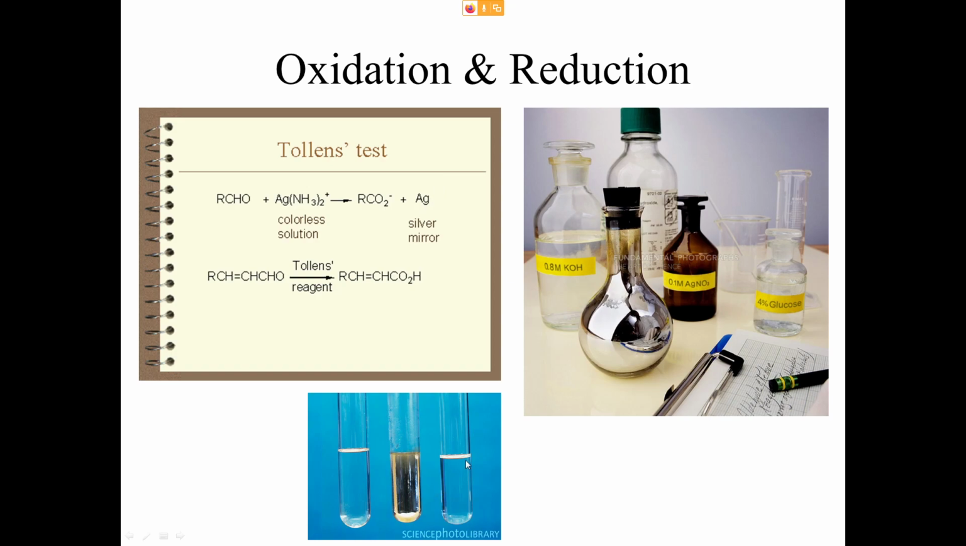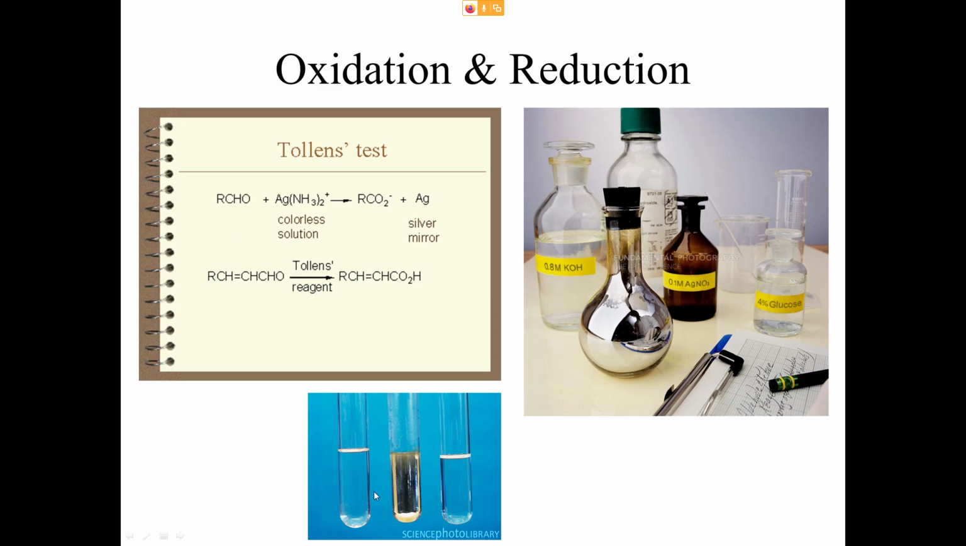So if you do this in glass, you'll get a silver coating on the glass. So it's a silver mirror test. That's what it's called. So if you take this silver solution, you mix it with some unknown chemical. If that chemical is an aldehyde, it will produce a silver mirror.